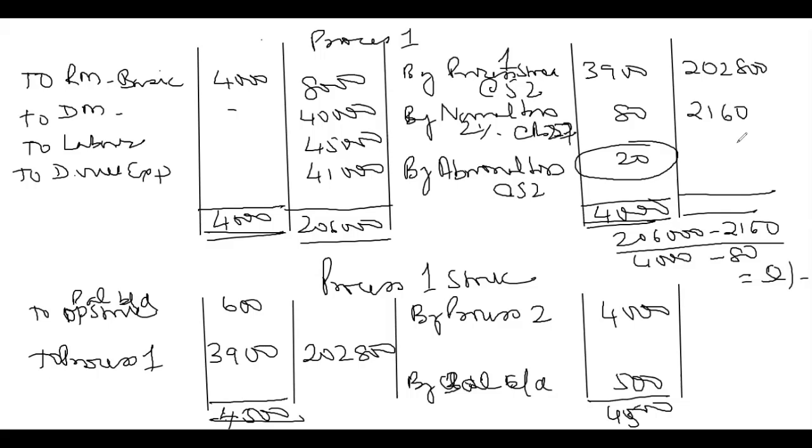But as I told you, you put the balancing figure. How much is the balancing figure here? 1040. Ensure that this total and this total are tallying. Otherwise, round it off here.